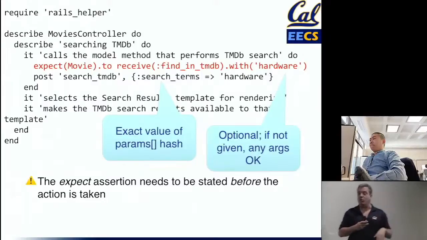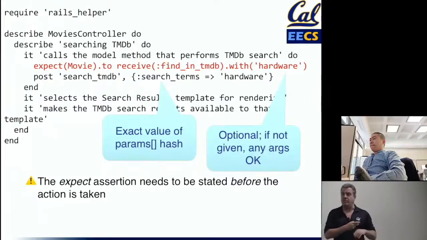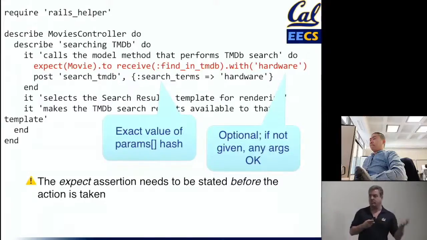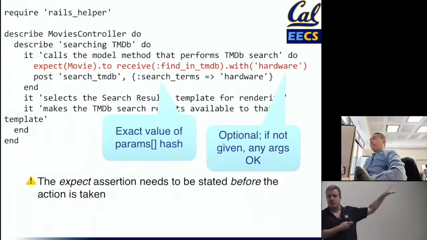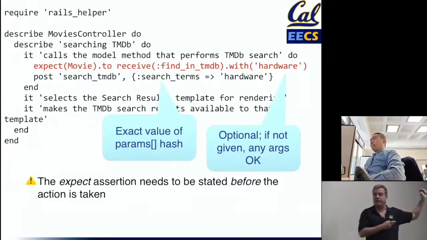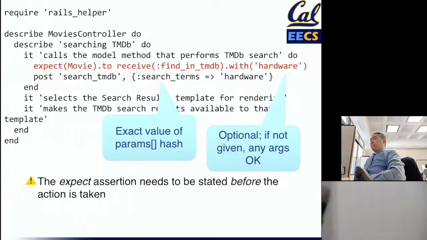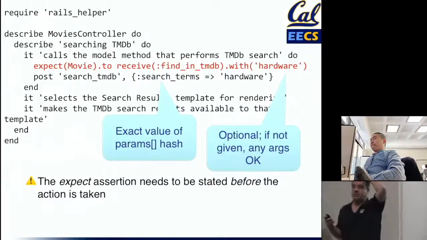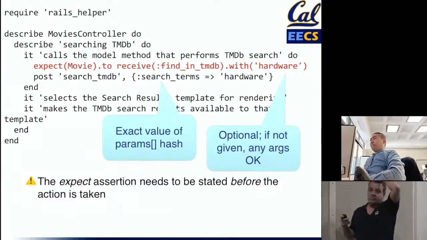Thinking about isolation, what would be an argument for keeping this test the way it is, even after the real find in TMDB method has been implemented and we know it's working? Why do I still probably want to keep this test case just like this, calling a fake method? Give it a try. Well, this test is for the controller, right? You don't want to have the controller test be dependent on that other thing.